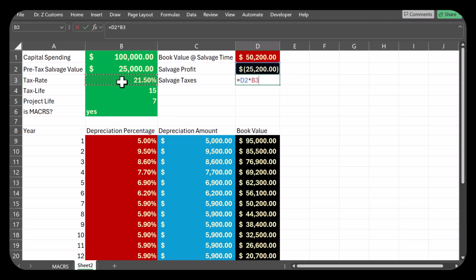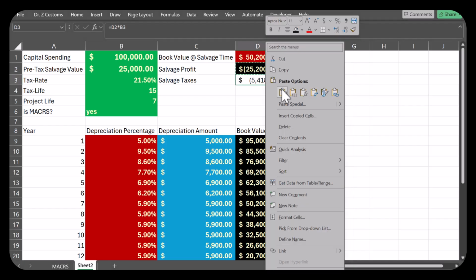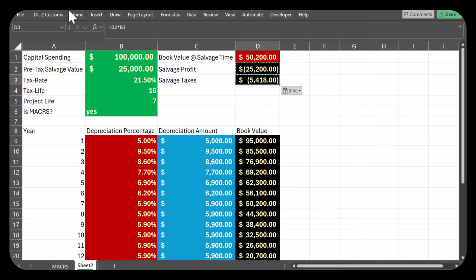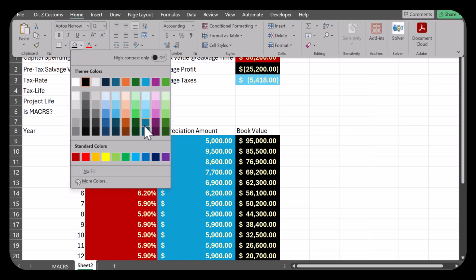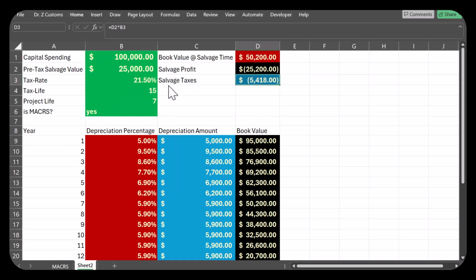Maybe, since it's taxation, that's going to give me blues. And finally, pre-tax salvage value minus that. And I'm going to make that purple. Why? You know the answer to that? Because I can.